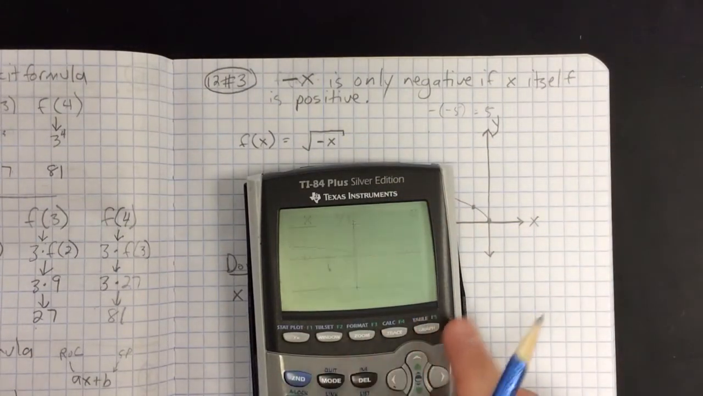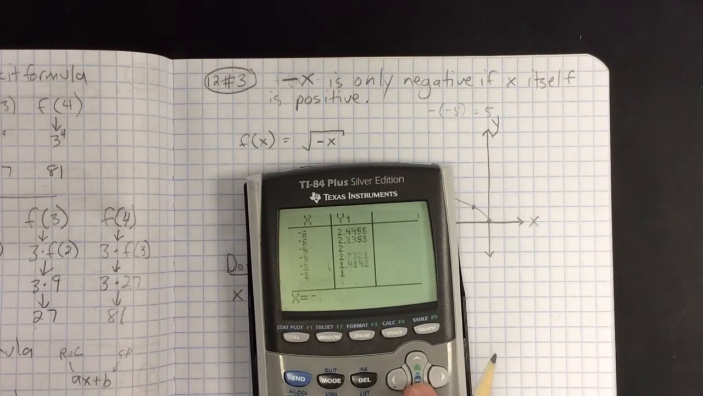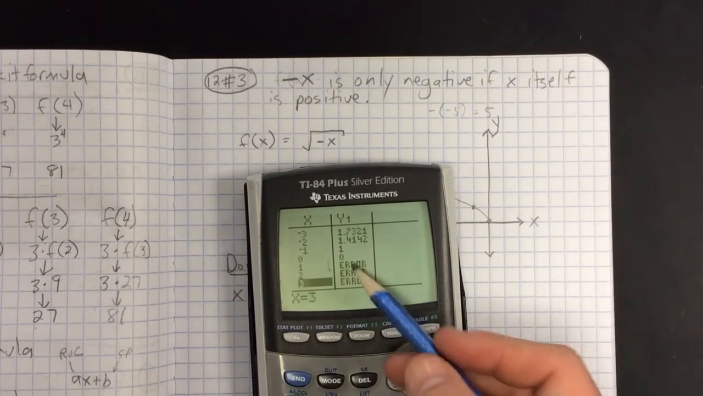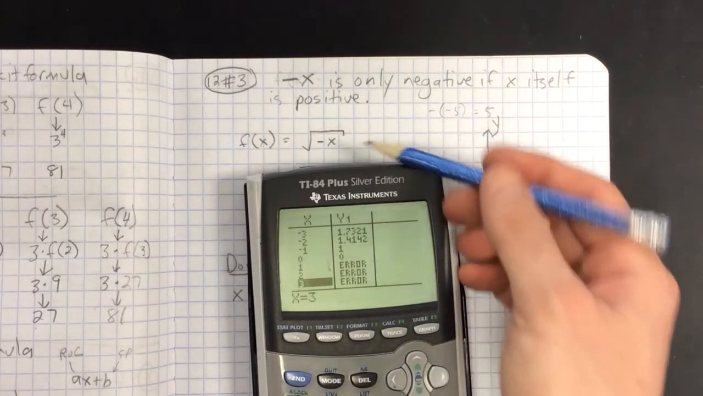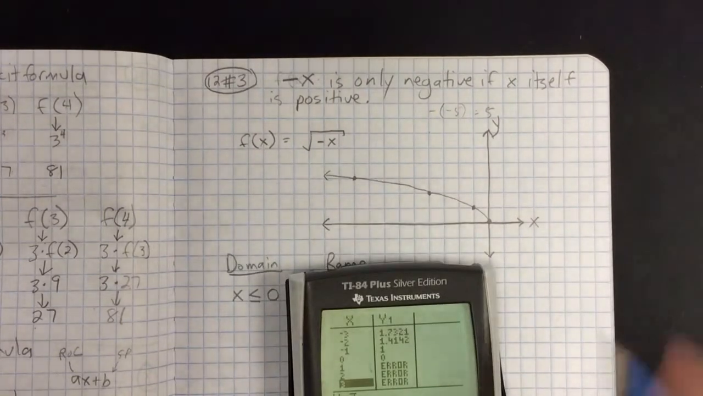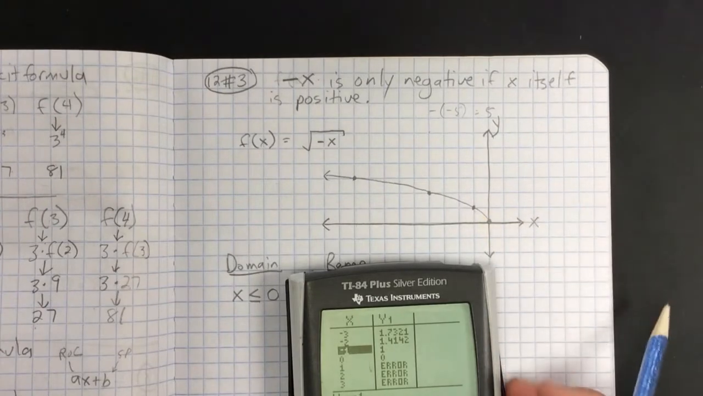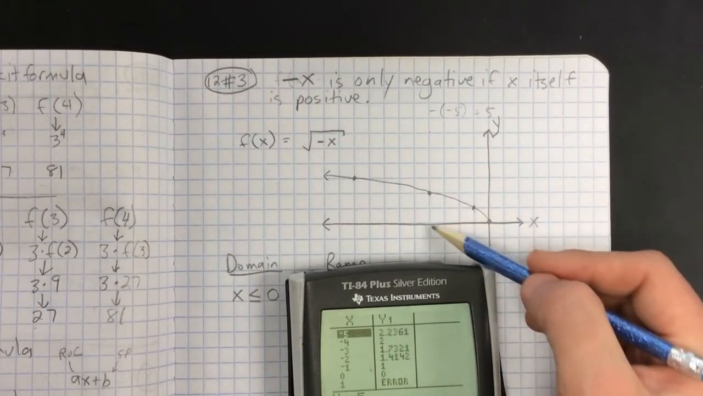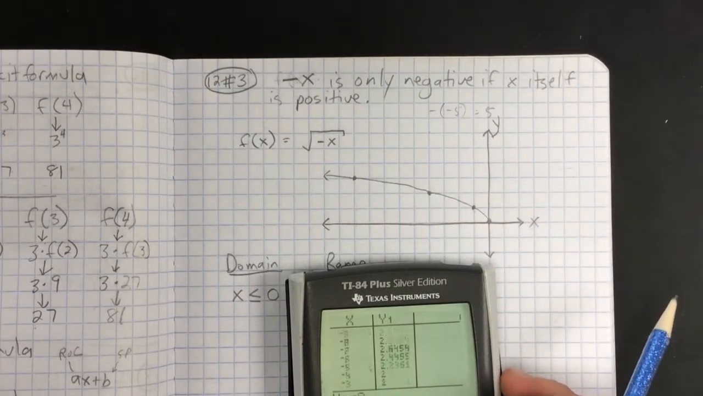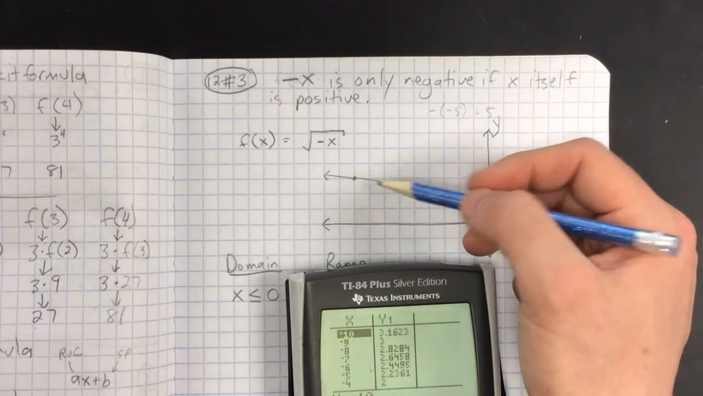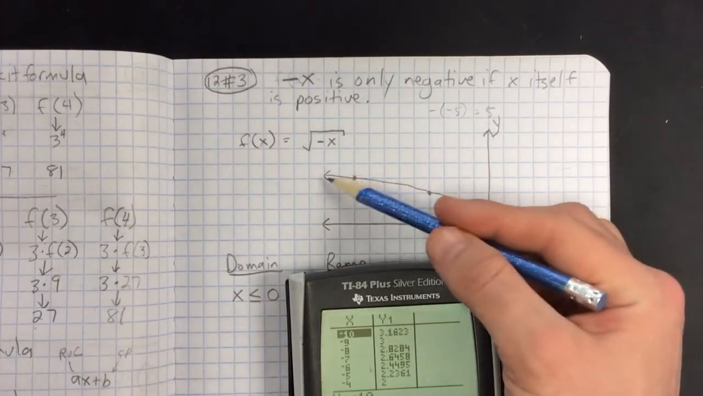I just went to the table and found some values that were going to work. I think I started down here at 0. Anything in the positive is an error, which makes sense. 0 works, so I put 0, 0. Negative 1 works, negative 1, 1. Negative 4, 2. And negative 9, 3. I stopped there. It looks just like that.